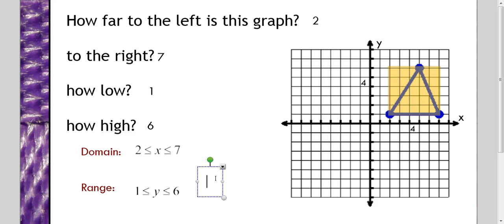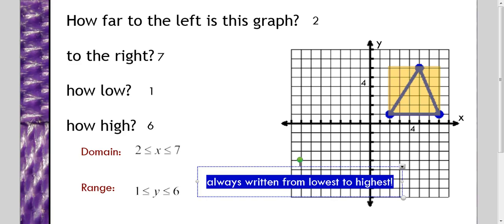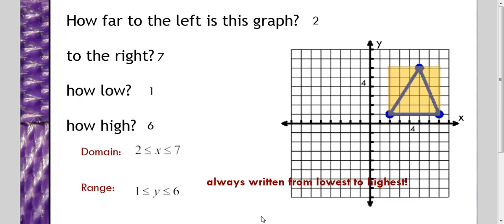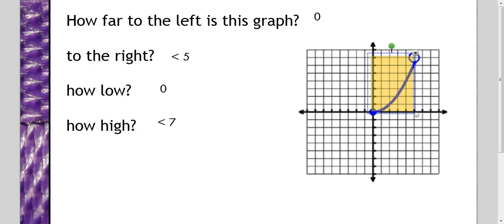And the other point here, I just want to point out, is it's always written from lowest to highest. In fact, I'm going to bold that because that seems important. There we go. Okay, pause, replay if you need to. Let's check the next one.